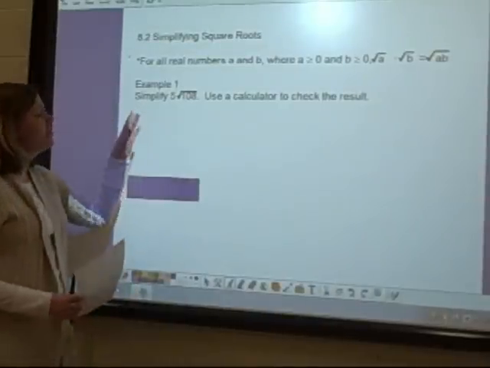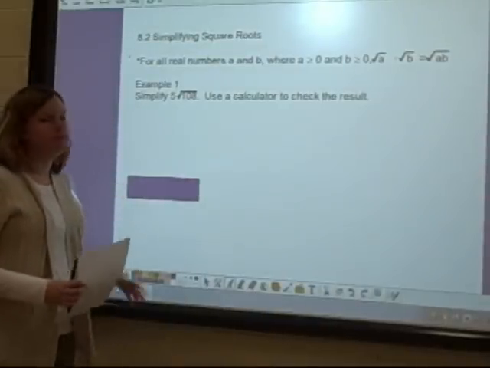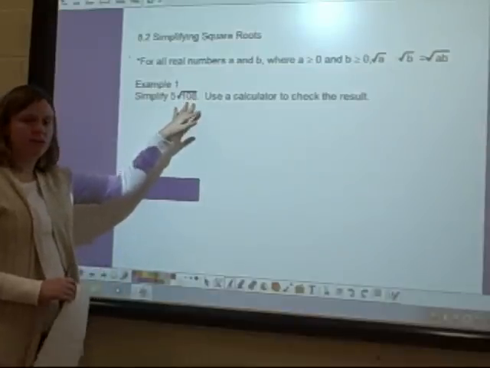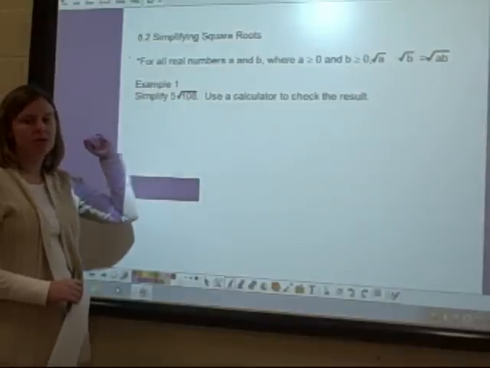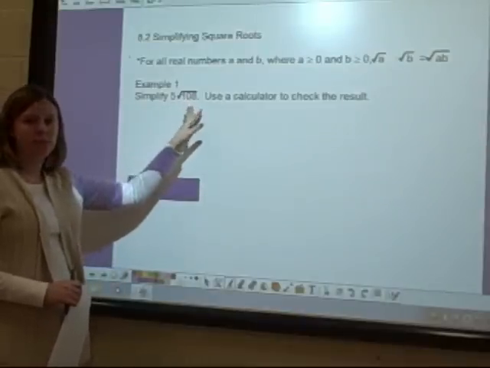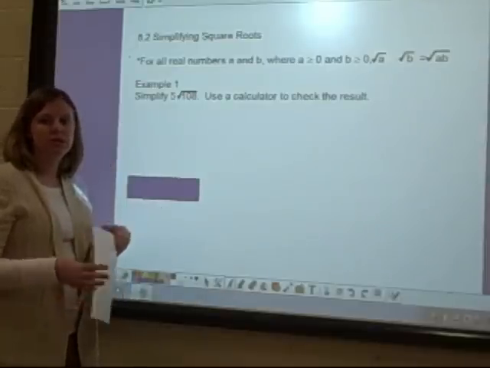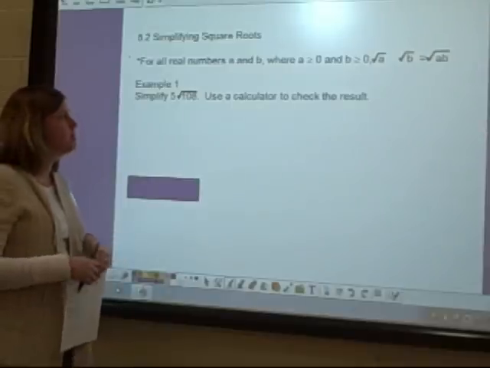Today we're going to be starting lesson 8.2, which is on simplifying square roots. Not only are you going to see numbers underneath the radical sign, you're also going to see variables and exponents underneath the square root sign also, and we're going to talk about what to do when you see those.